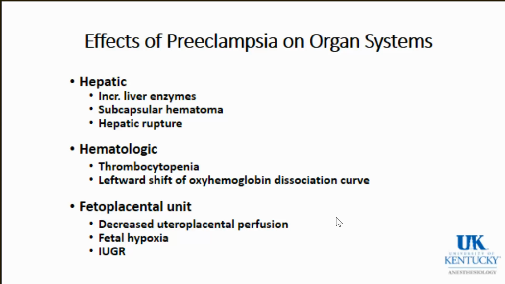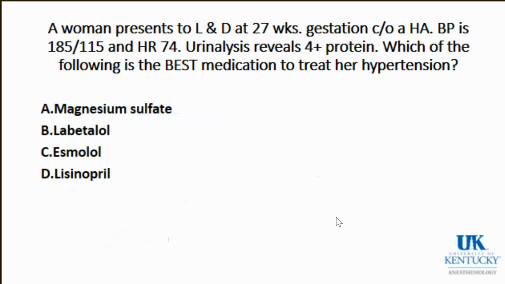Hematologically, the major thing is thrombocytopenia, but also be aware in preeclampsia, we talked yesterday in terms of physiologic changes, that you have a rightward shift of the oxyhemoglobin dissociation curve. In preeclampsia, it shifts back leftward. And then in terms of the fetal placental unit, there's decreased uteroplacental perfusion. These babies are at higher risk for hypoxia, for IUGR.